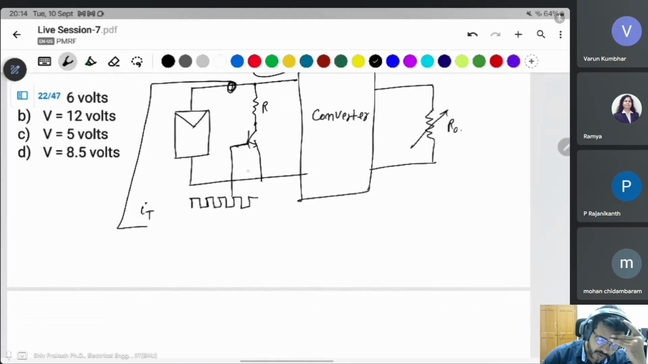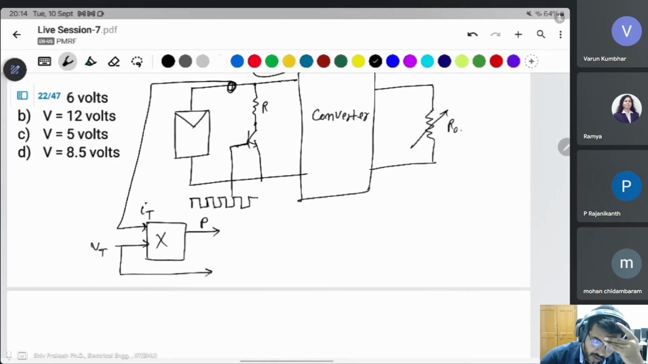Then from this one, we take the VT voltage, then multiply the two to make a power, and this will be a power circuit. After that, what happened? Current and voltage will both be in pulses.